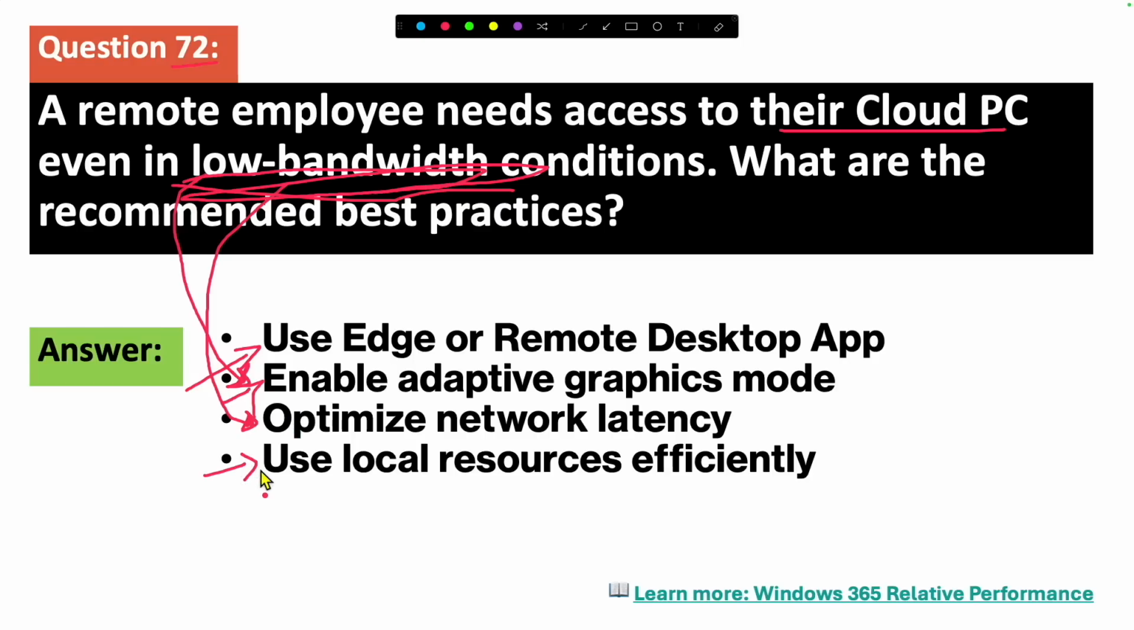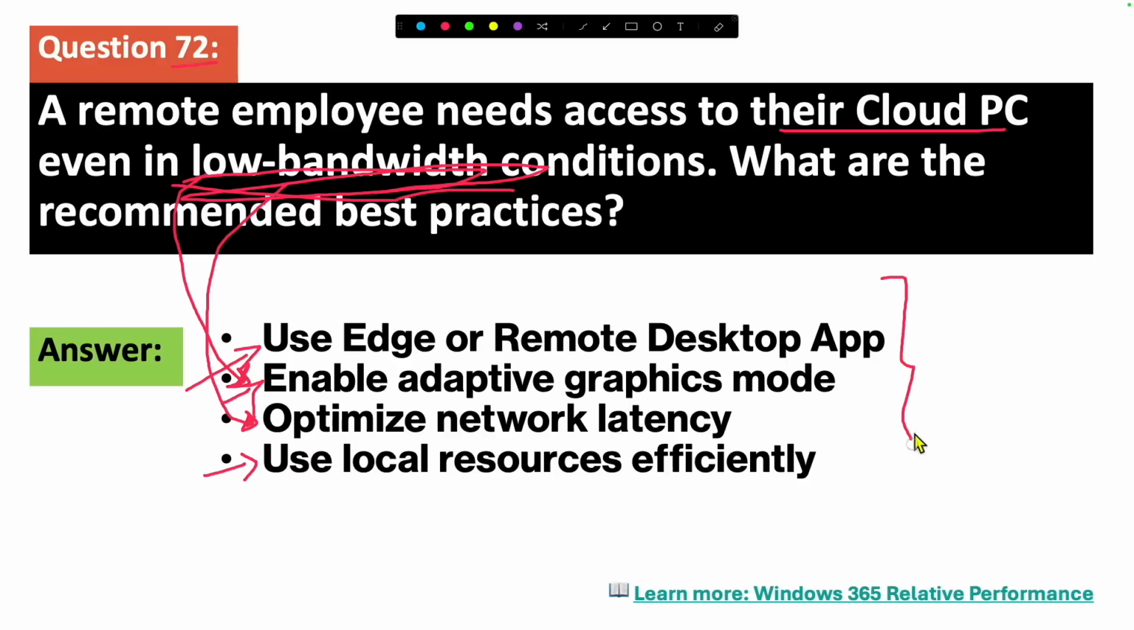Fourth point is use the local resources effectively, so that you can always redirect the printer or USB devices to your local device, so that any sort of interaction is not going via the internet. So if you want to print, you enable the printer redirection. You will be able to print from your local device rather than cloud printing, things like that.